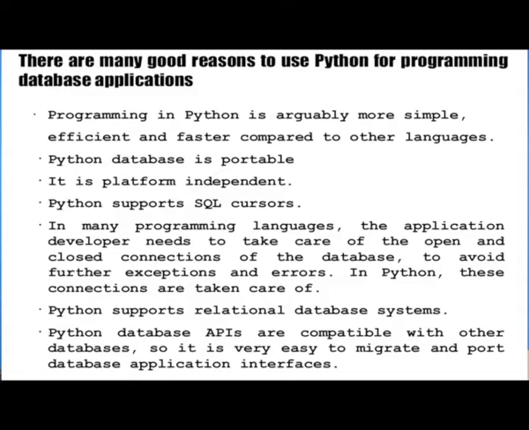In many programming languages, the application developer needs to take care of the open and closed connections of the database to avoid further exceptions and errors. In Python, these connections are taken care of. Python supports relational database systems. Python database APIs are compatible with other databases, so it is very easy to migrate and port database application interfaces.